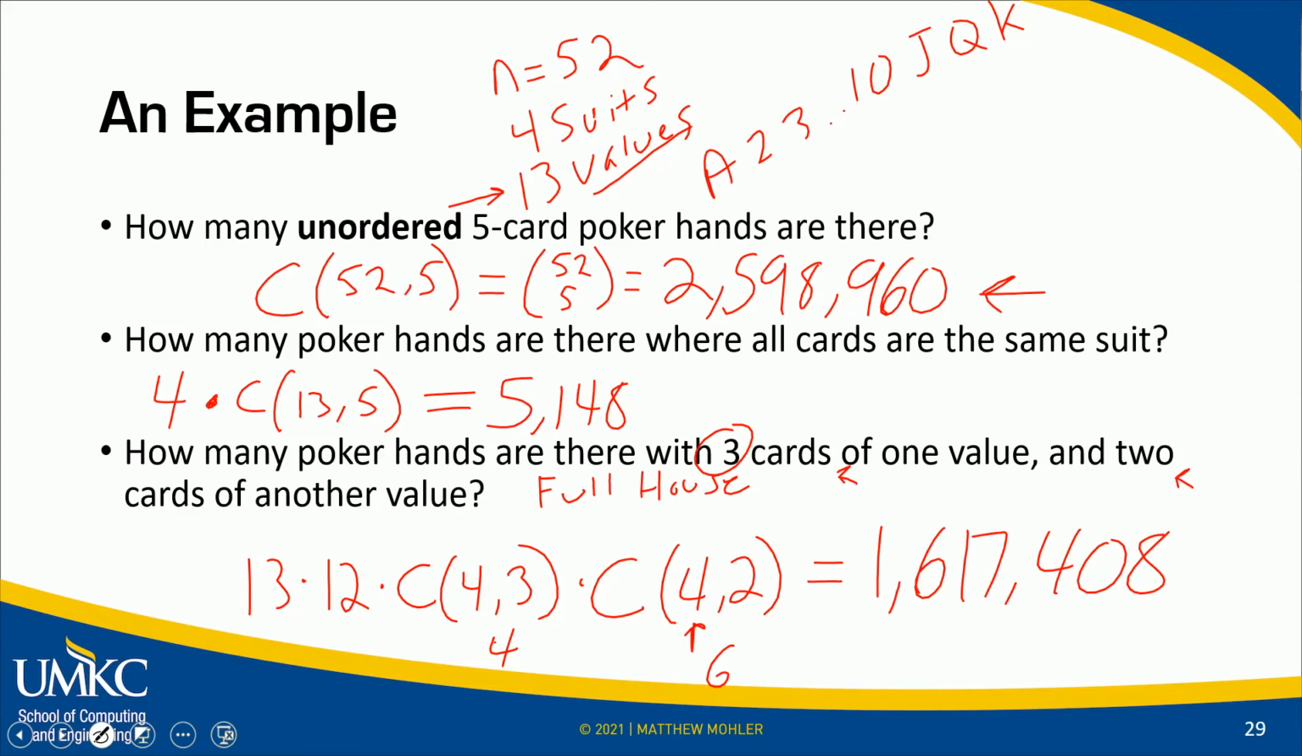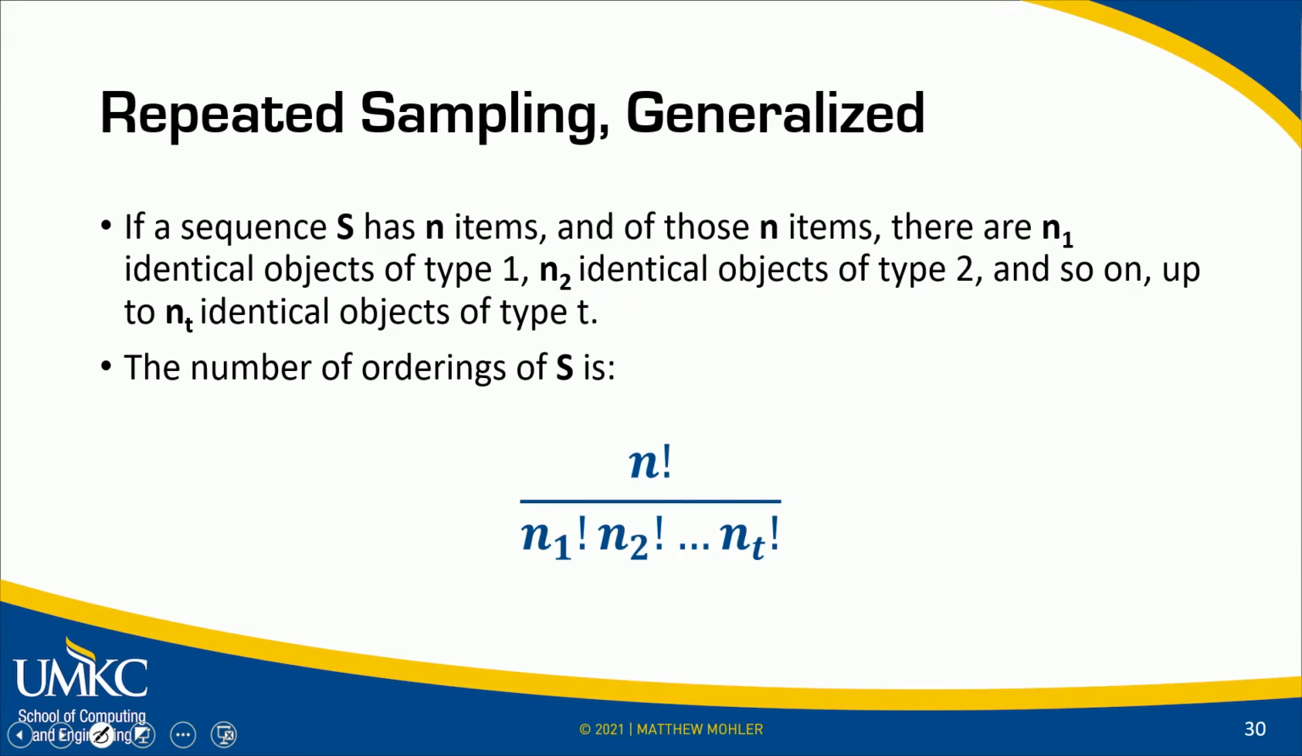Now, this begs another question, which is, what happens when I'm picking the same thing more than once? And that brings us to this concept of repeated sampling. And we're going to generalize it first, and then we're going to look at some specific examples.